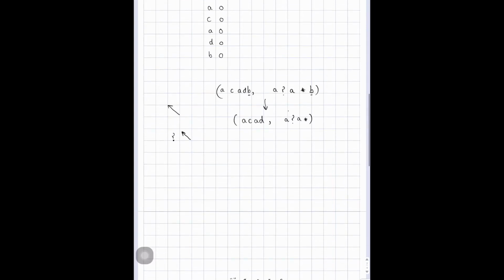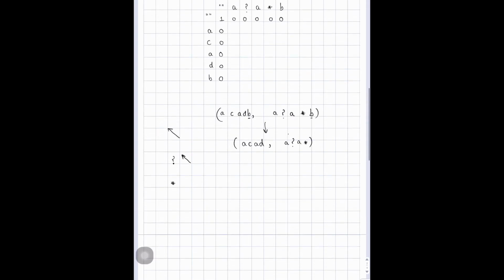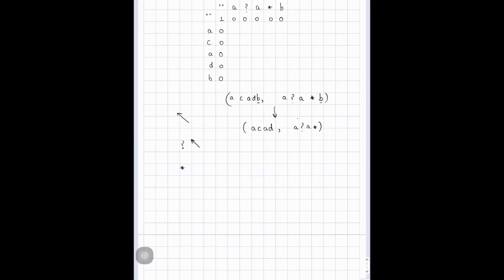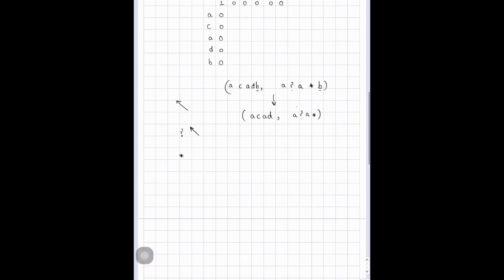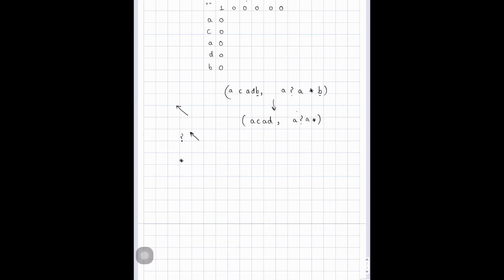Now what if the pattern's character is a star? In that case, we need to see what could be the possibilities. So a star means what? Exactly, star means there can be three kinds of values. One is 0 occurrence. Second is 1 occurrence. And third could be more than 1 occurrence.